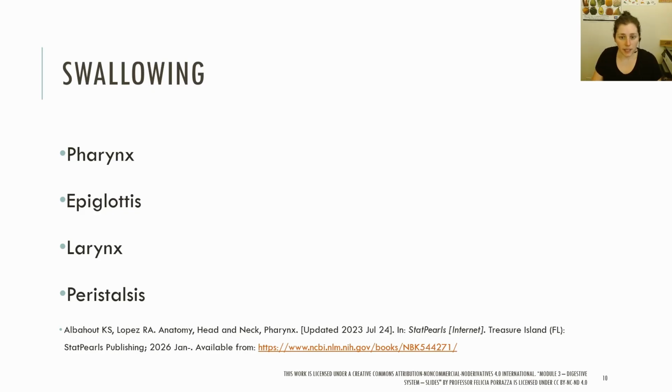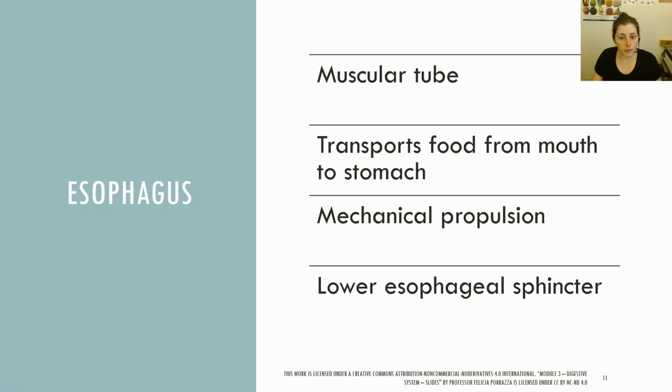At the same time, the epiglottis, cartilage at the upper part of your larynx, closes over the laryngeal inlet, which prevents food from entering your airways. The laryngeal pharynx then receives the bolus from the oral pharynx and passes it into the esophagus for digestion. The esophagus is a muscular tube that transports food from your mouth to your stomach.